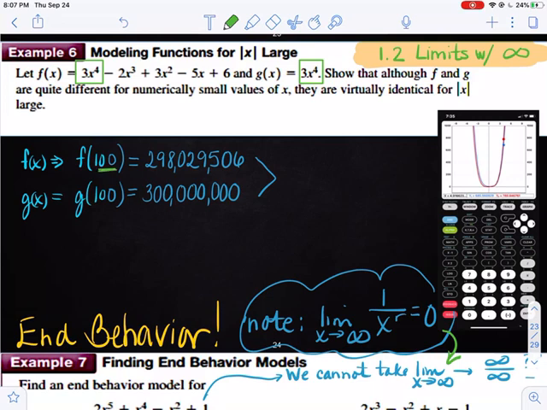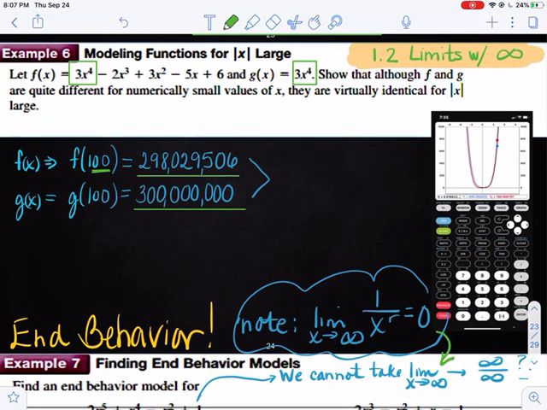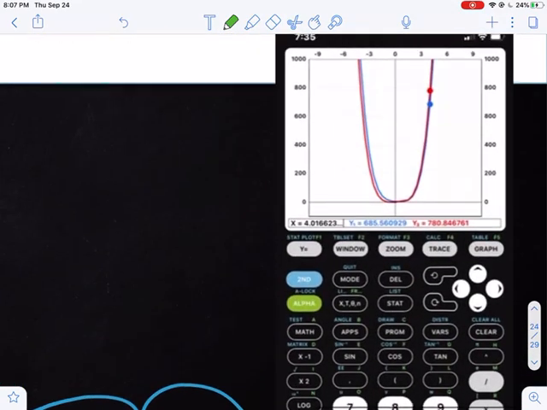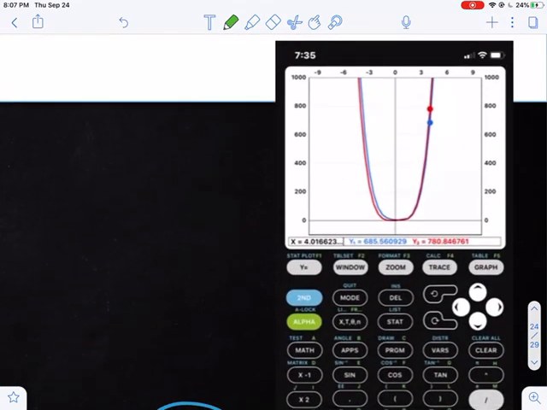So if you're looking at the value of x equal to 100, you can see that f turns around a value of 298,029,506, whereas g of 100 turns around the value of 300,000. So if we look at the graph of these two polynomial functions, you can kind of see that, and you look at my scale, I've got a scale that is going from negative 10 to 10, and it's going from about negative 100 to 1,000.